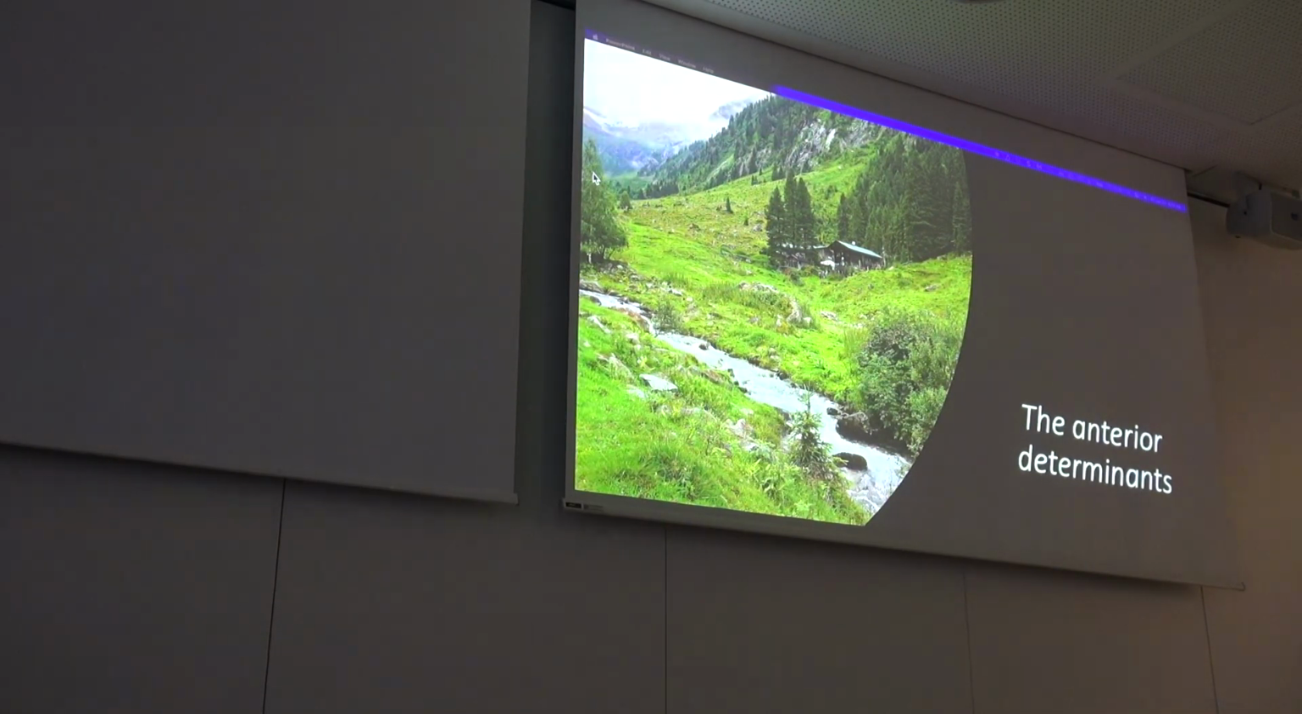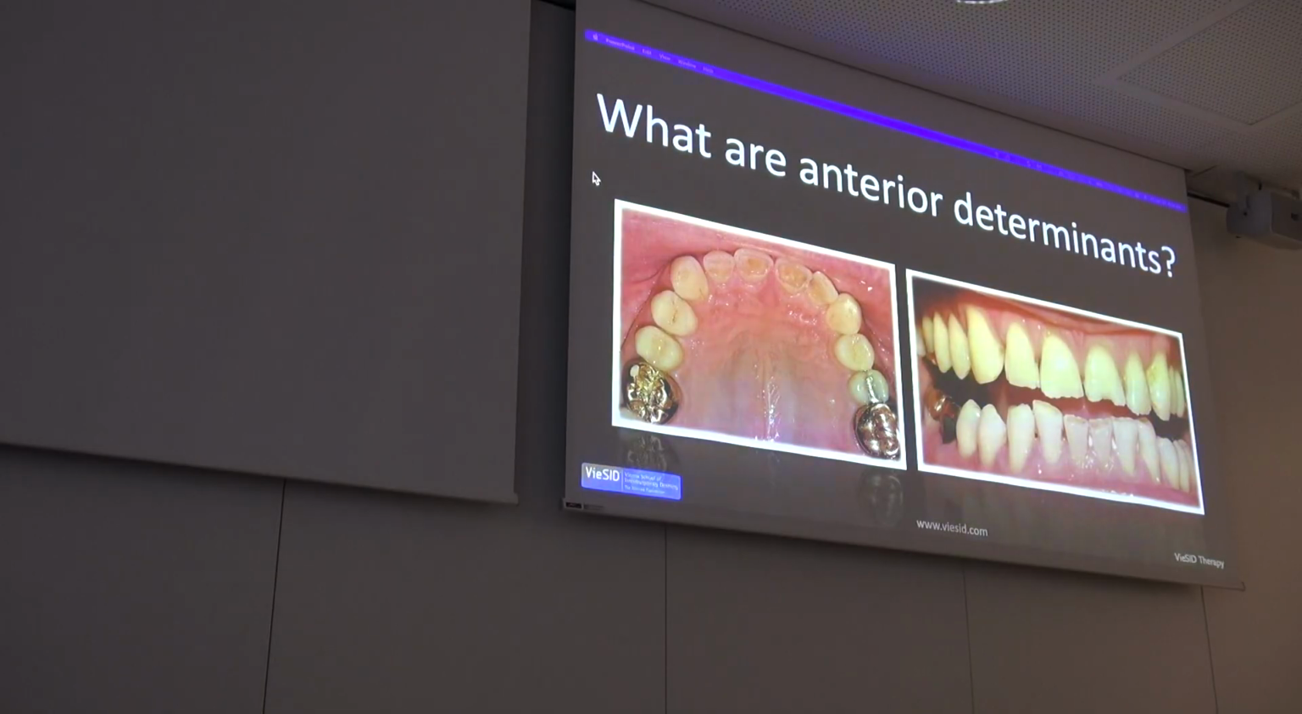So the anterior determinants of occlusion. Why does this happen? We look at this with people and we see it all the time. This guy has many things going on. Super nice guy. He's actually the guy that fixes my furnace and my air conditioner. But he spends a lot of time on his front teeth. He destroys his front teeth.